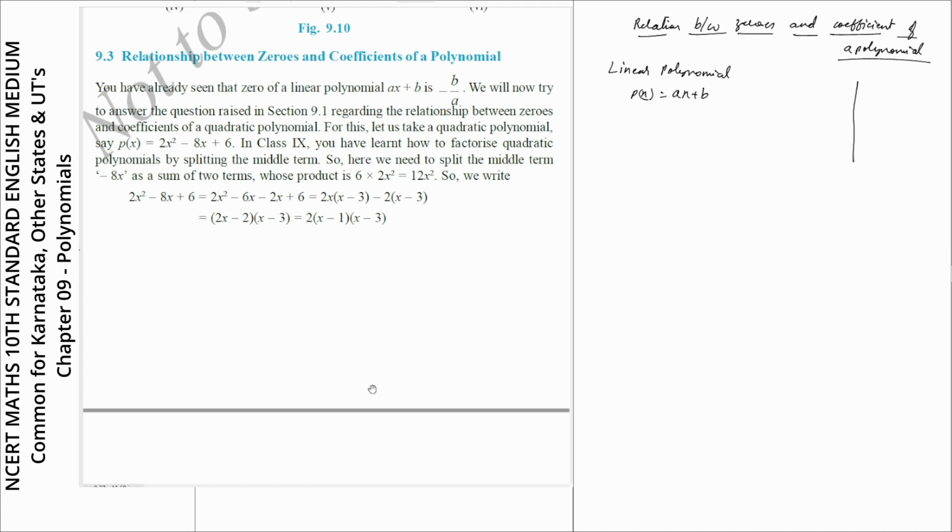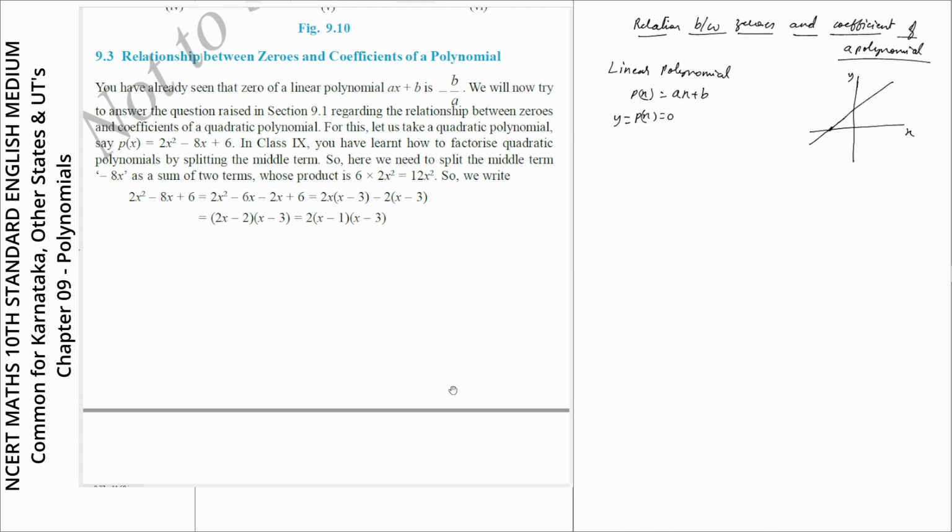A linear polynomial, when we plot it on an xy plane, gives a straight line, something like this. If we extend the straight line, it will intersect at some point on the x-axis. That coordinate of x is the zero of the given polynomial. When the line meets the x-axis, y becomes 0, which means p of x is equal to 0, that is nothing but y.